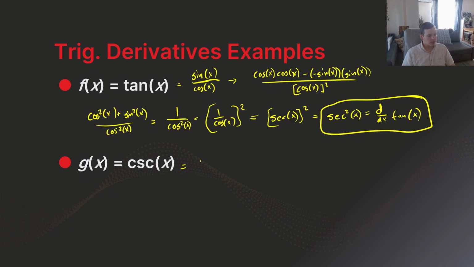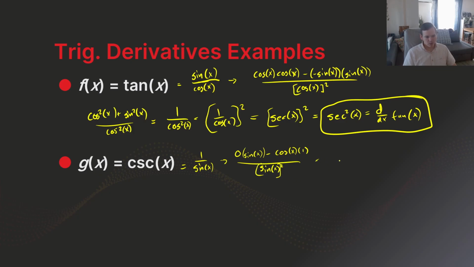So for cosecant, remember cosecant is 1 over sine of x, another trigonometric identity you should know. If we use our quotient rule on that, we get the derivative of the thing on top, which is 0, times sine of x, minus the derivative of the thing on the bottom, which is cosine of x, times the thing on top, which is 1, divided by the thing on bottom squared, so sine of x squared.